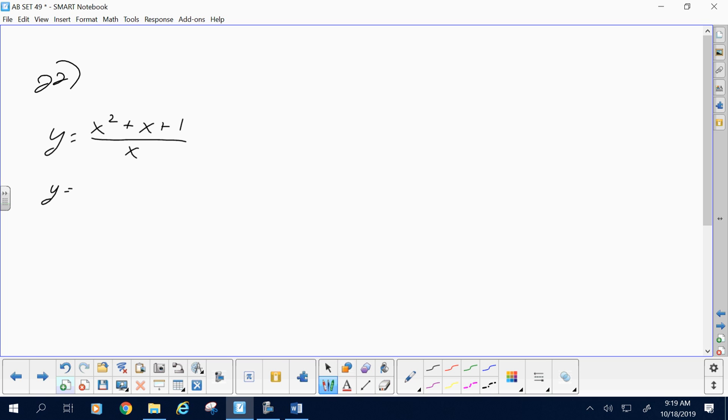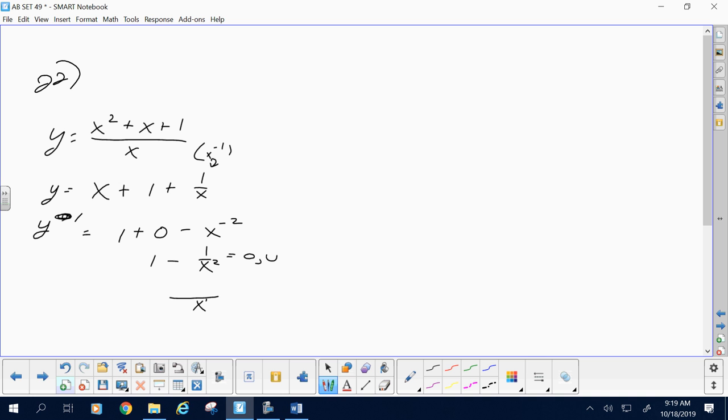So, quotient rule or break it up first? Quotient rule. Break it up, break it up. Okay, so what is the derivative? 1 plus 0, what's the derivative of x to the negative 1? Negative x to the negative 2, yeah? So this is 1 minus 1 over x squared equals 0 or undefined. Should I clear the fractions or get a common denominator? Don't clear the fractions, you lose critical numbers that way. Instead, get a common denominator.